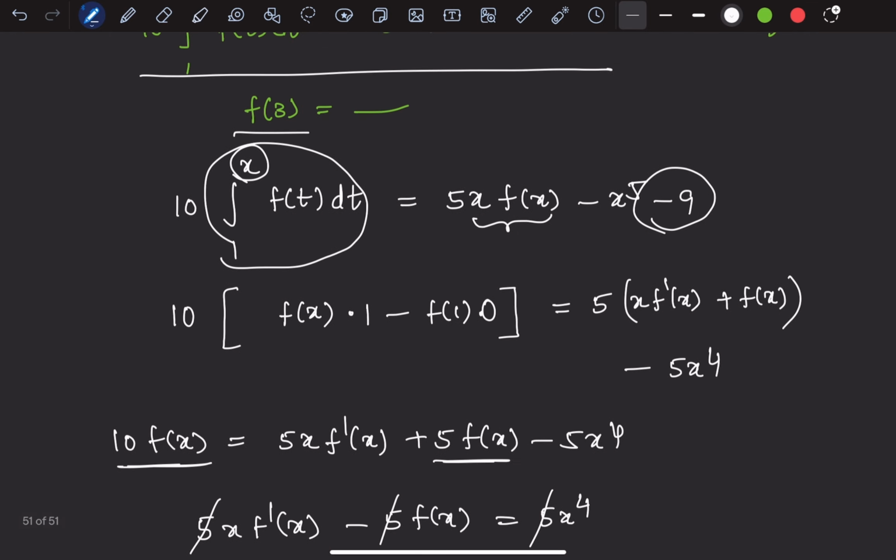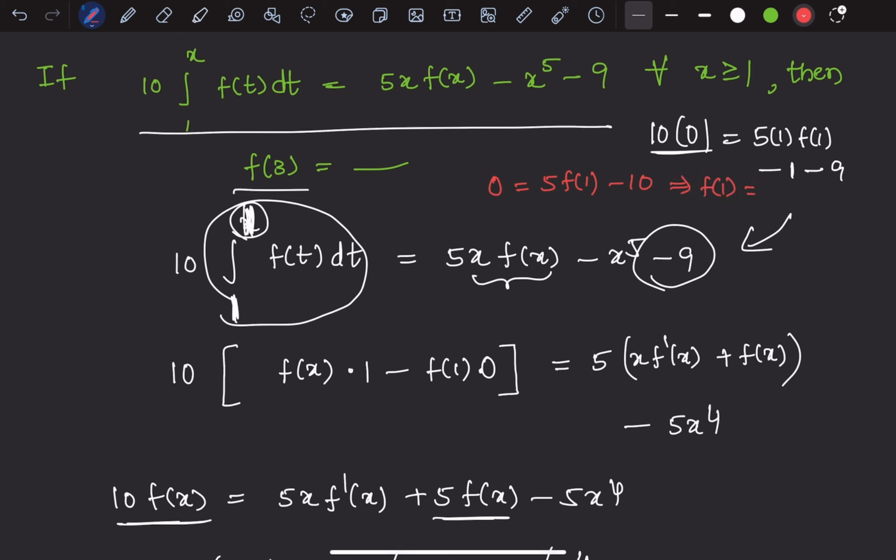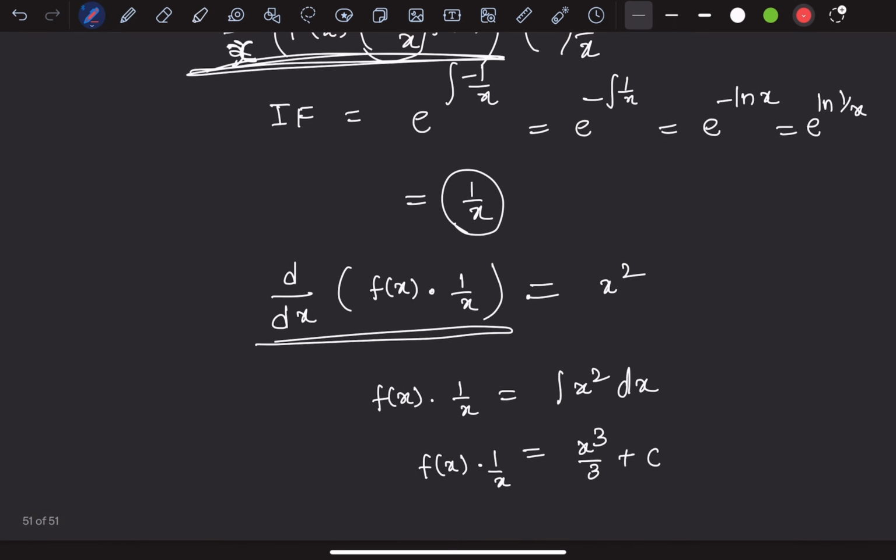So this is f(x) by x. Now if you see the original equation, and when you put x is equal to 1 in this particular equation, you will get 10 multiplied by integral 1 to 1, which will be 0, that is equal to 5 into 1 into f(1) minus 1 power 5 is 1 minus 9. So this is 0. So 0 is equal to 5 multiplied by f(1) minus 10. This gives us f(1) is equal to 2.